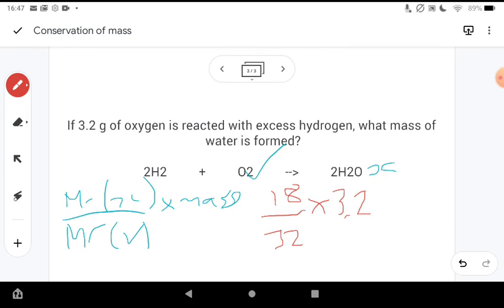But hold on, because this has got twice as much, so I need to actually multiply this top bit by 2. So that's no longer 18, that becomes 36, right? Because of this number here, I'm going to multiply what's on top by 2. So 36 divided by 32 multiplied by 3.2. If you want to put it into a calculator just to test me, you can, but that should be 3.6 grams.